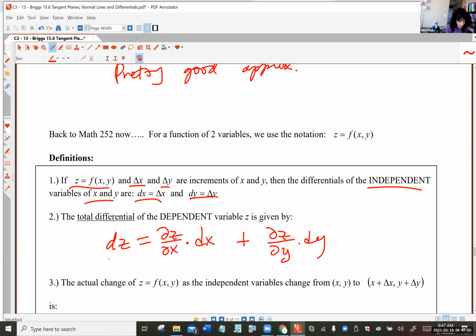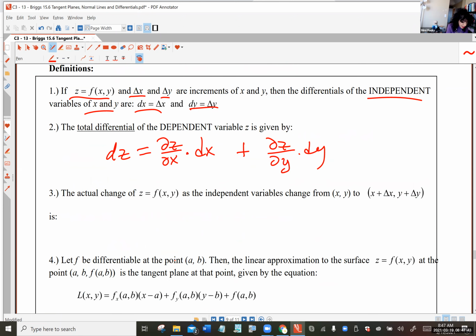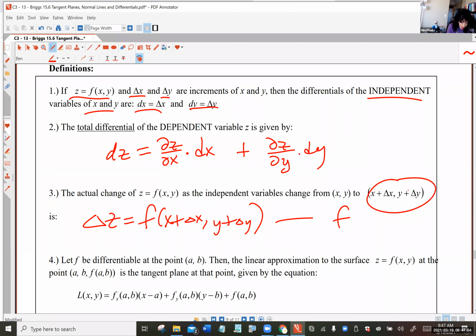Now, what do you use this for? You use this differential to approximate changes in the z coordinate, the altitude changes. If you were going to compare it to the actual change, your delta z actual change is f evaluated at x plus delta x, y plus delta y, minus the function evaluated at the original point. And usually dz and delta z are pretty close, because dz, the total differential, is a good approximation.